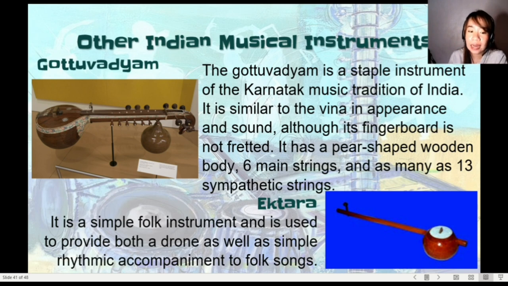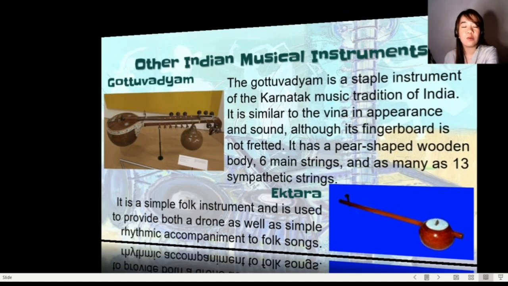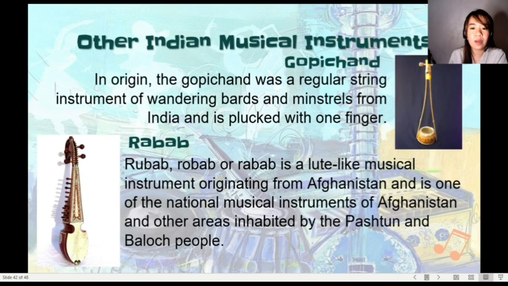And then ektara. It is a simple folk instrument and is used to provide both a drone as well as simple rhythmic accompaniment to folk songs. Other Indian musical instruments, again, we have gopichand. In origin, the gopichand was a regular string instrument of wandering bards and minstrels from India, and is plucked with only one finger.